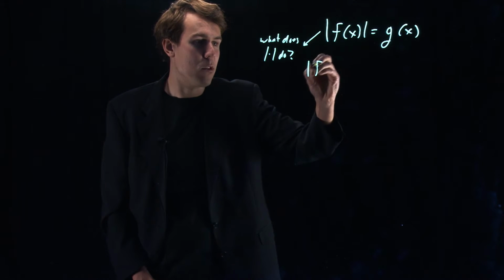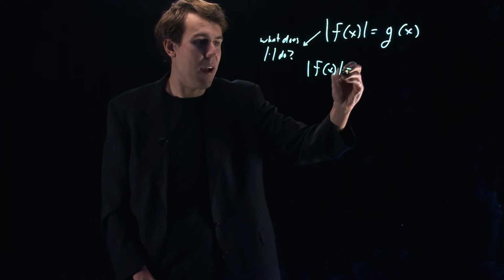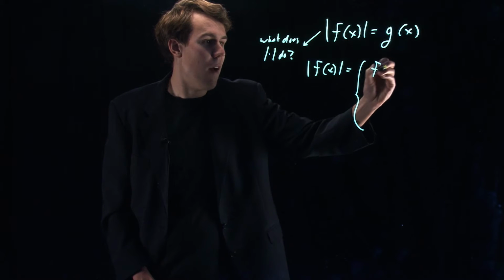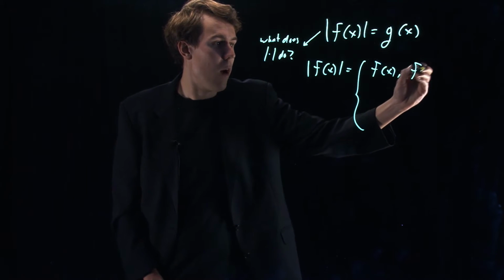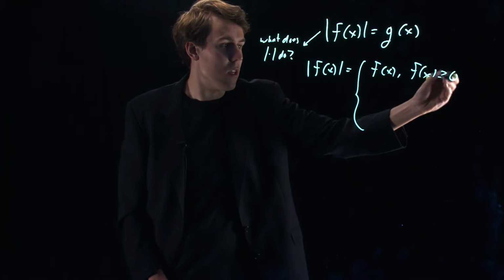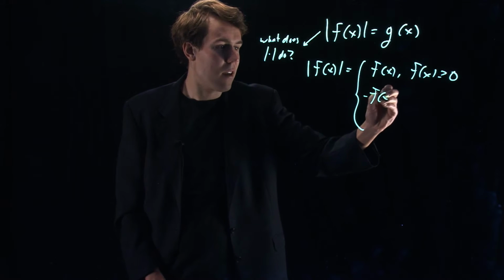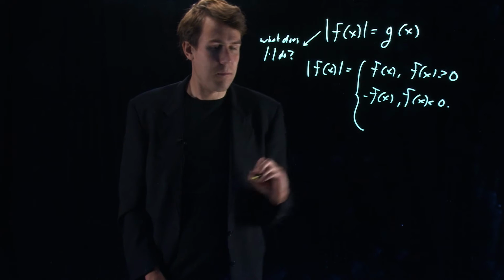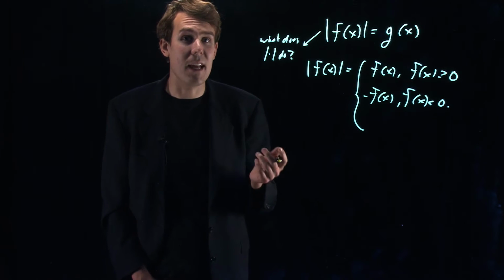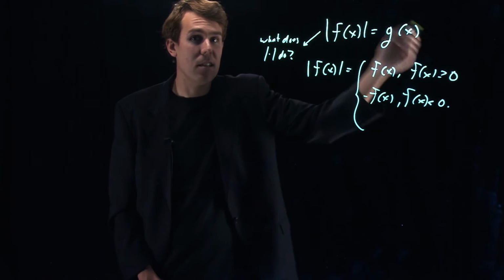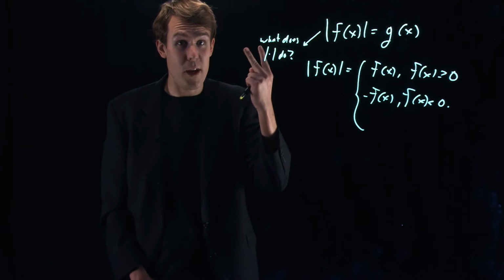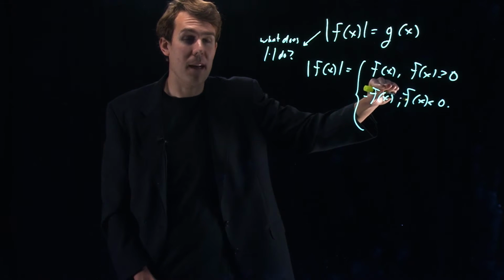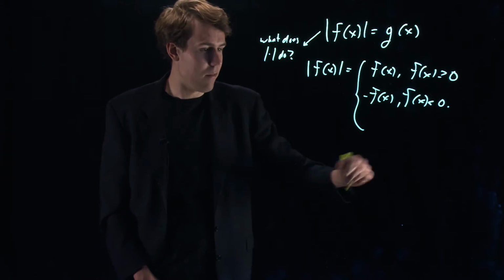Well, I know that the absolute value of f of x is equal to f of x when f of x is greater than or equal to 0, and negative f of x when f of x is less than 0. What this tells me is that to solve equations like this, I essentially need to consider two cases, one where it's positive, one where it's negative.